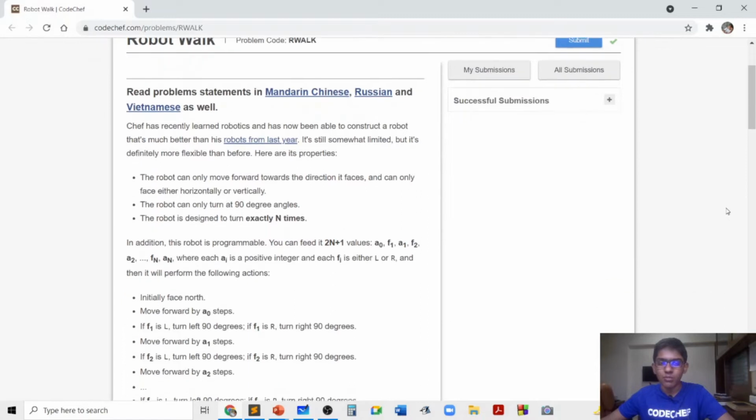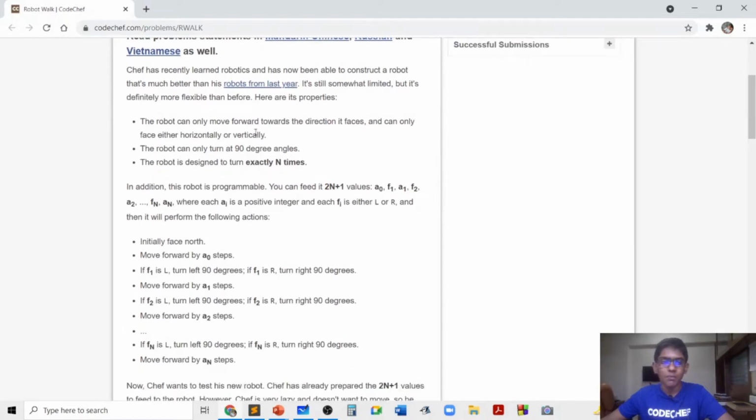So in this problem, we are basically given a programmable robot which can have the following three properties. The robot can only move forward in the direction which it faces, which is either horizontal or vertical. Each time after it moves, it can rotate by exactly 90 degrees, so either to the left 90 degrees or to the right 90 degrees, or basically clockwise or counterclockwise 90 degrees.